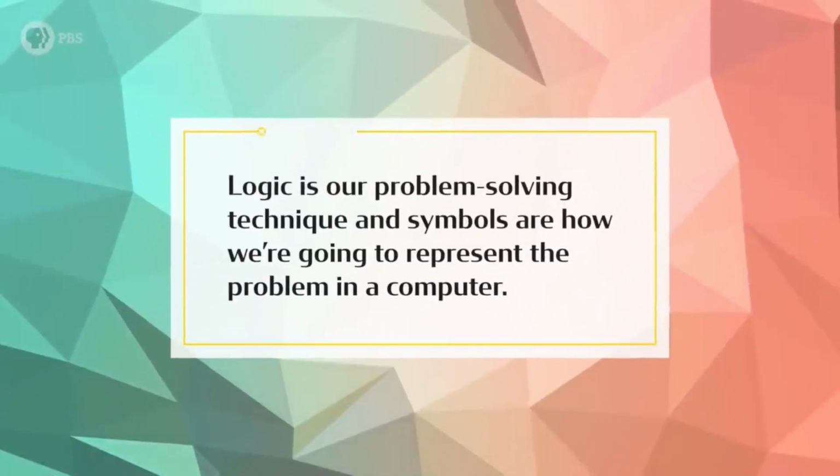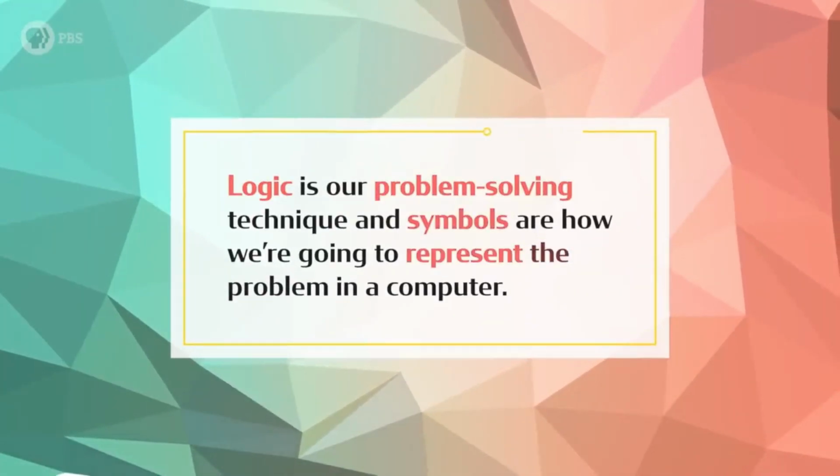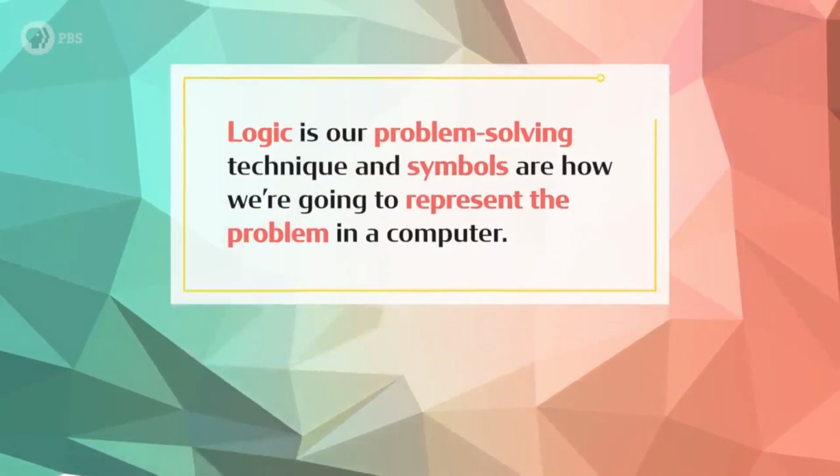Symbolic AI requires no training, no mass amounts of data, and no guesswork. It represents problems using symbols and then uses logic to search for solutions. So all we have to do is represent the entire universe we care about as symbols in a computer. No big deal. To recap, logic is our problem-solving technique, and symbols are how we're going to represent the problem in a computer. Now, symbols can be anything in the universe.